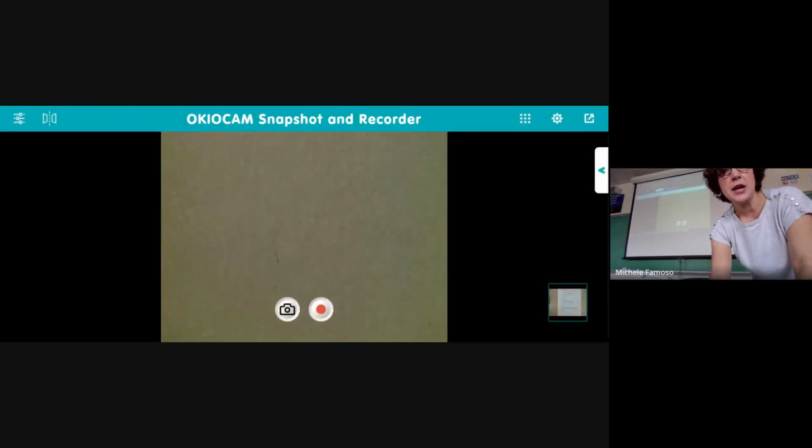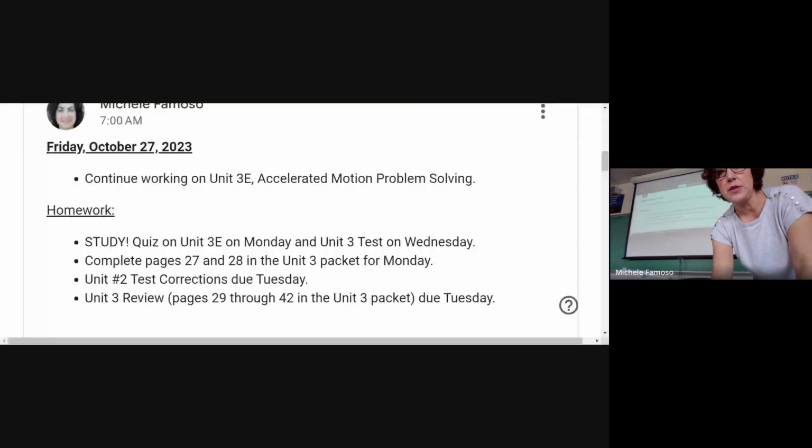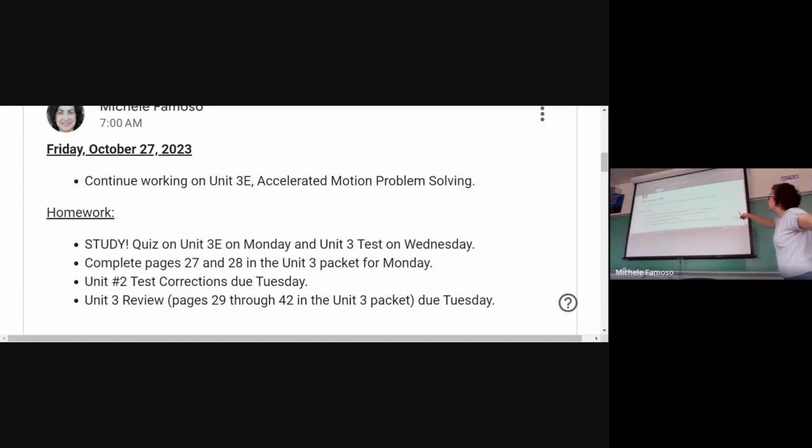So if you have not already jotted down these assignments up here, page 27 and 28 for Monday. Remember, checks on page 27. You don't have to do the checks on page 28. Your test corrections for Tuesday, if you haven't done those and turned them in yet. And then the review, which is the rest of the packet for Tuesday, but you should definitely get started on it over the weekend. Okay? Don't keep it all for Monday night or you're really making your life miserable for that.